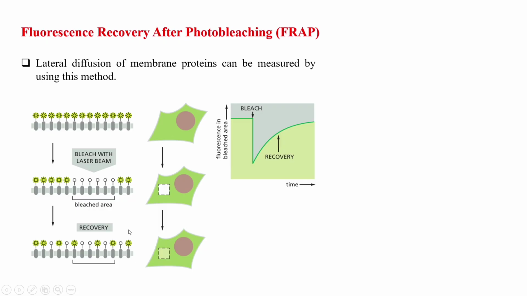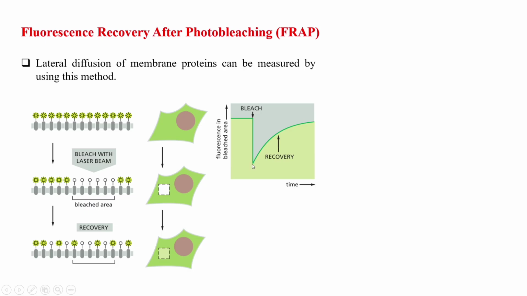But scientists found that after bleaching, the fluorescence actually recovers. Basically, the recovery of fluorescence indicates that the protein is mobile. So this x-y axis shows the fluorescence in the bleached area. At first, before the bleaching, the fluorescence is at this level, you see. But after bleaching, the fluorescence drops suddenly.